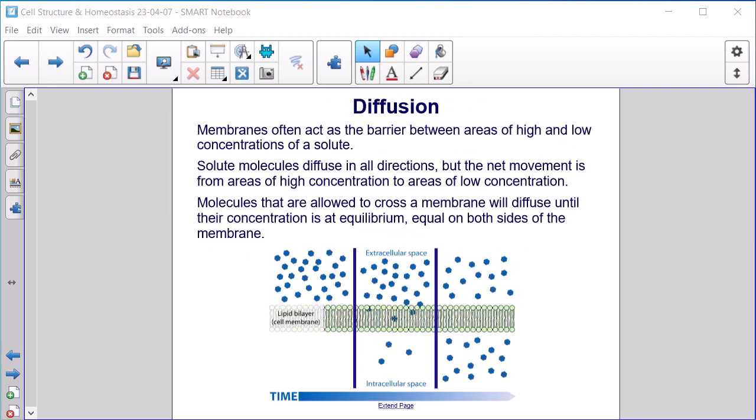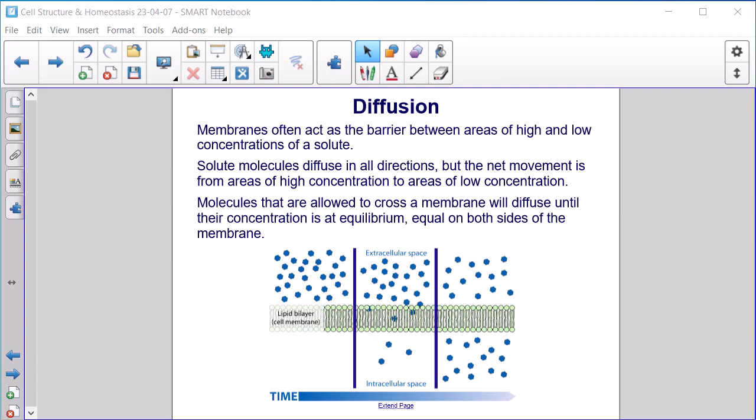Diffusion. Membranes often act as the barrier between areas of high and low concentration of a solute. Solute molecules diffuse in all directions, but the net movement is from areas of high concentration to areas of low concentration. Molecules that are allowed to cross a membrane will diffuse until their concentration is at equilibrium, equal on both sides of the membrane.